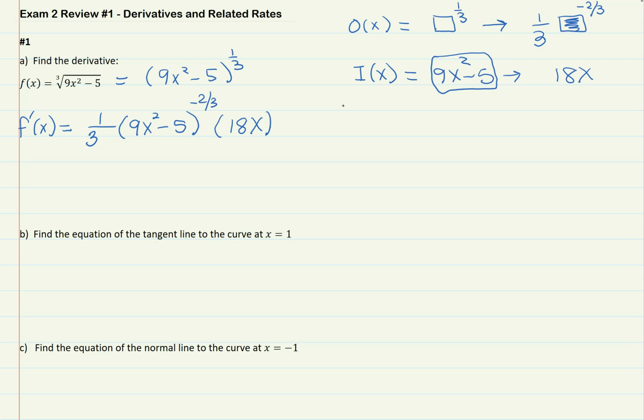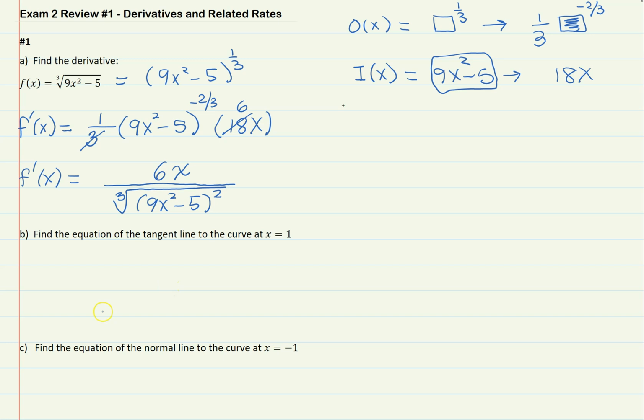Now, a negative exponent can be written as a positive exponent down on the denominator. So on the numerator, we would see that 18 divided by 3 is 6. So on the numerator, we have 6x, and then on the denominator, we will have cube root of 9x squared minus 5 to the second power. That is what it means to be to the 2/3. That would be cube root, and the exponent is 2. Okay, so that is the derivative.